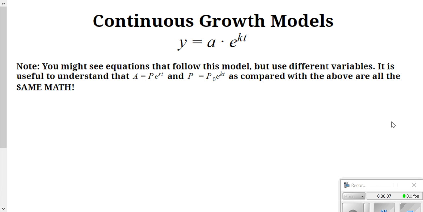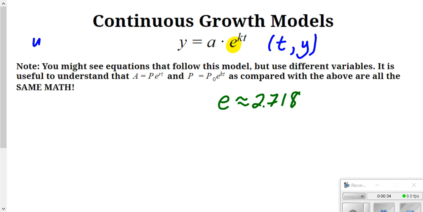So a continuous growth model by our labeling is any model that involves using the constant e. Understand that in this equation, the e that I just highlighted is a specific number. That is the base of the natural log. And in this equation, as it is written, ordered pairs would be t comma y.